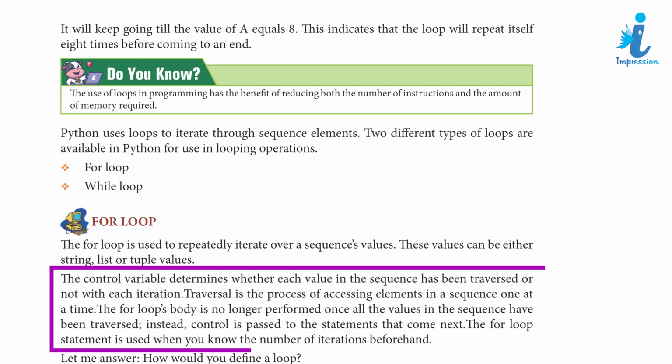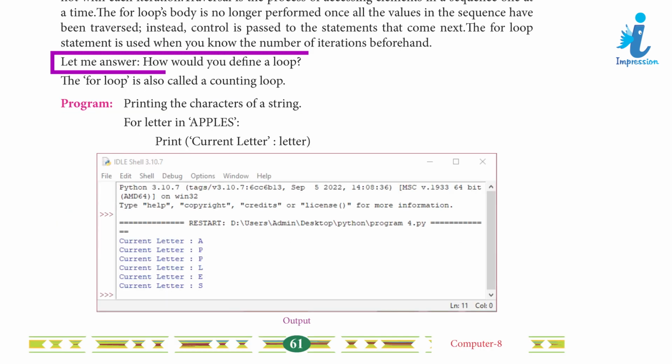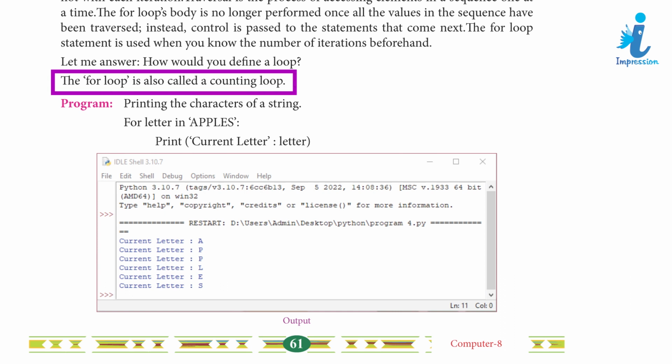The control variable determines whether each value in the sequence has been traversed or not with each iteration. Traversal is the process of accessing elements in a sequence one at a time. The for loop's body is no longer performed once all the values in the sequence have been traversed. Instead, control is passed to the statement that comes next. The for loop statement is used when you know the number of iterations beforehand. The for loop is called a counting loop.